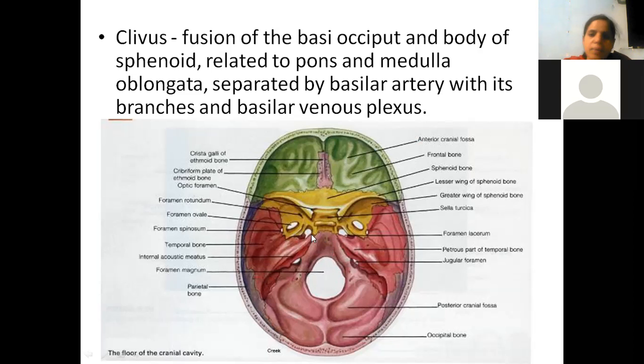Okay, so what do we have here? The brainstem, so pons and medulla oblongata. At this point, when we do the blood supply of the brain, we will also come across the basilar artery. Here we also see the basilar venous plexus.